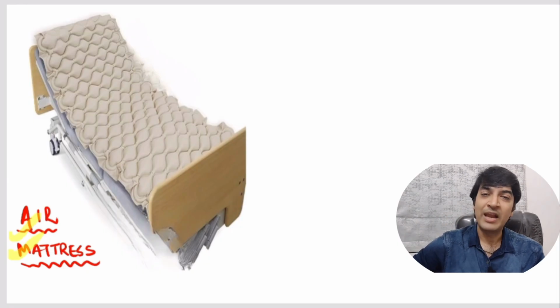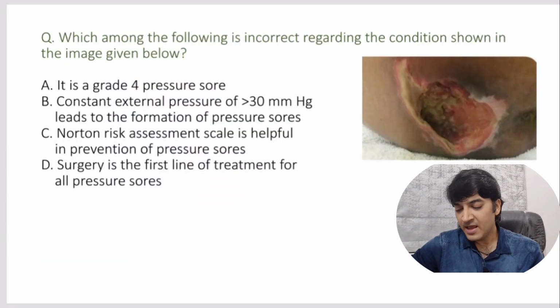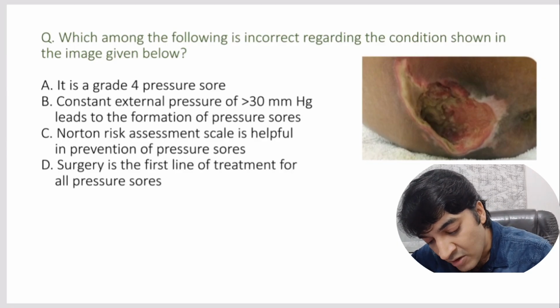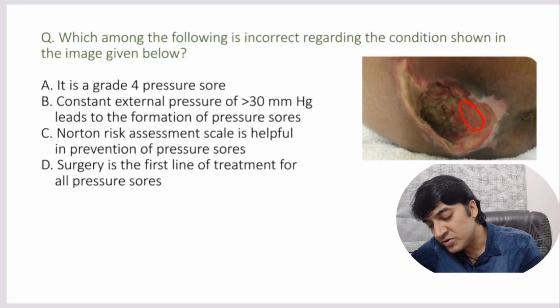Let us solve one question that has been asked here. What is the question asking? Which among the following is incorrect regarding the condition shown in the image below? It's a grade 4 pressure sore. Is it a true statement? Absolutely true. Can you see, beta? The entire muscle is also being exposed here. That means full thickness skin loss plus tissue loss. So this is a true statement.